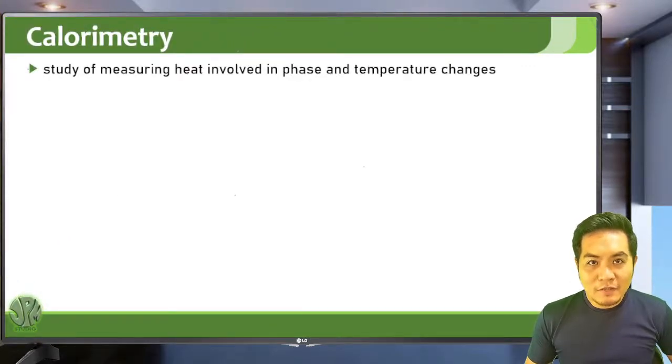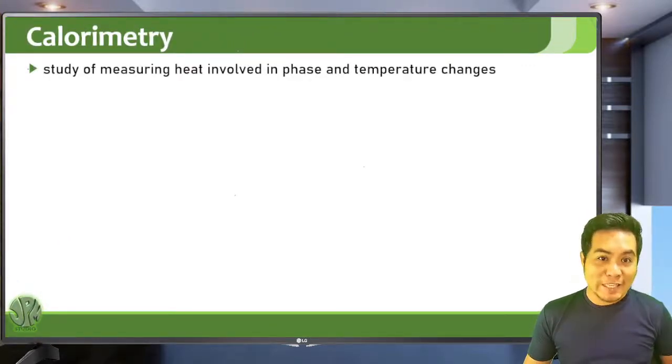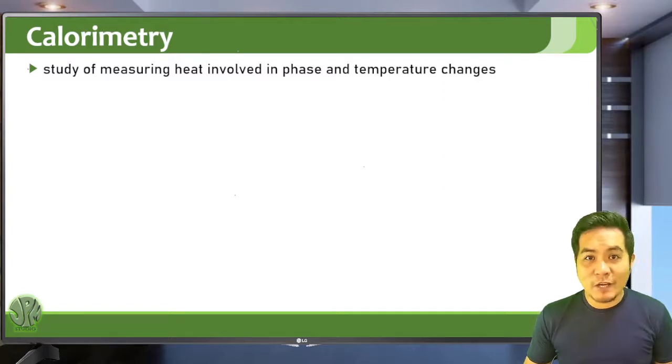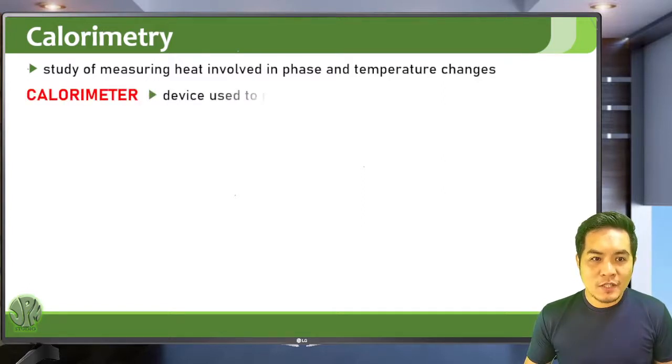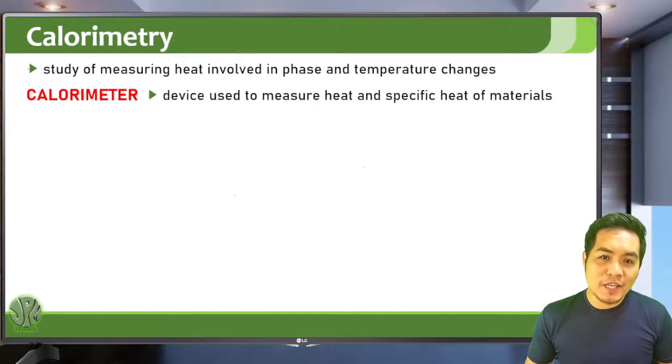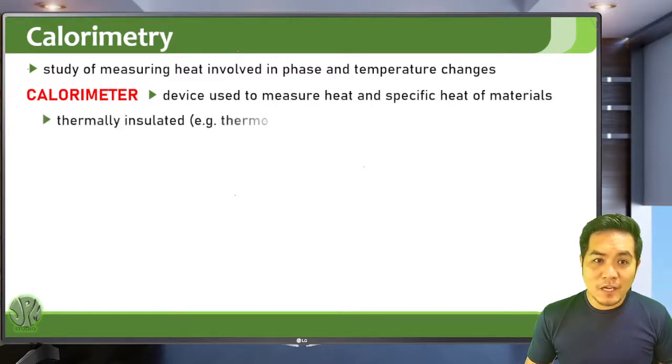So in general, the study of measuring heat involved in phase changes and temperature changes is what we call calorimetry. In the previous lesson, we discussed the quantity of heat and temperature changes. That's actually the start of calorimetry. A calorimeter is a device used to measure heat and the specific heat of materials. Usually it's a thermally insulated material, such as a thermos bottle or a styrofoam cup.